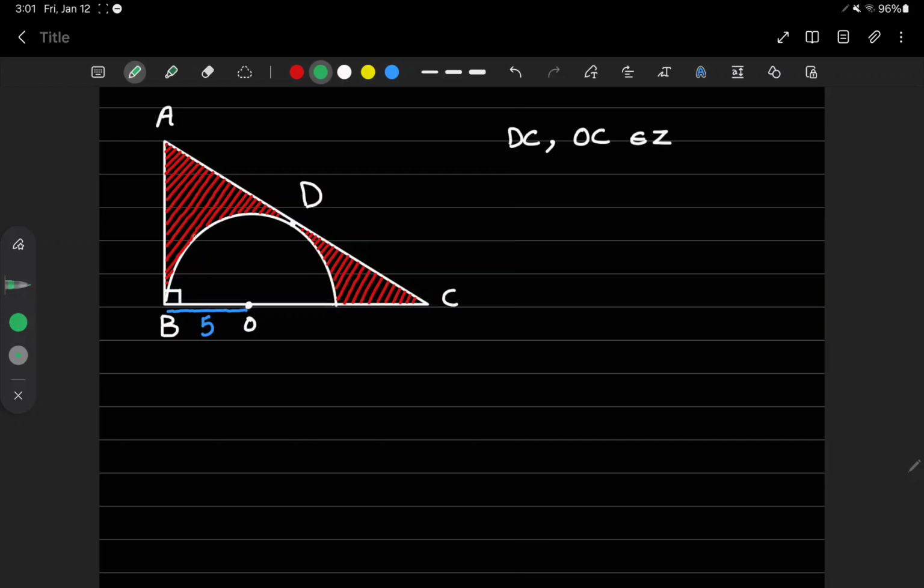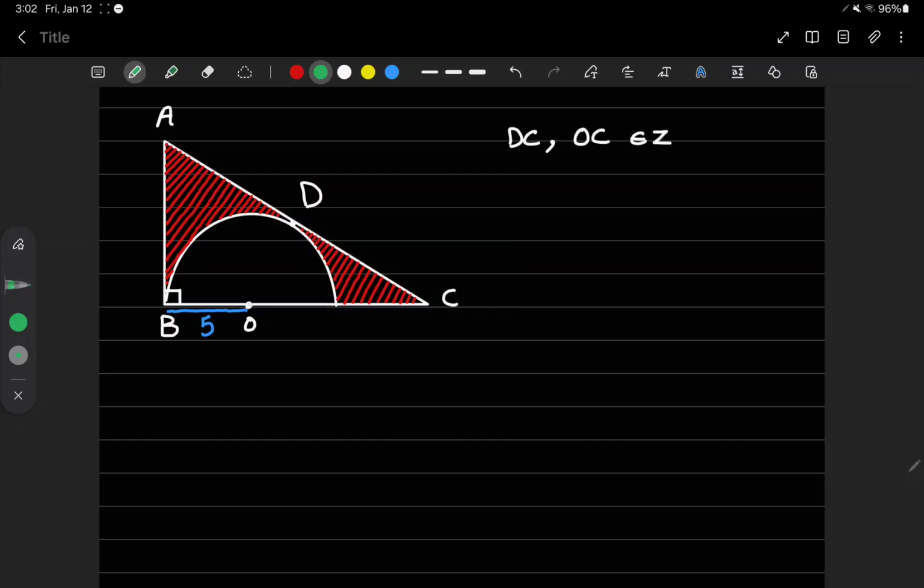So the things we have here is that our triangle ABC is a right triangle, so the degree here is 90. The radius here, BO is radius, and it's equal to 5. And the other assumption that we have is DC and OC, they're not floating numbers, they belong to Z. This is so important. This will help us later. So let's see what we can do.